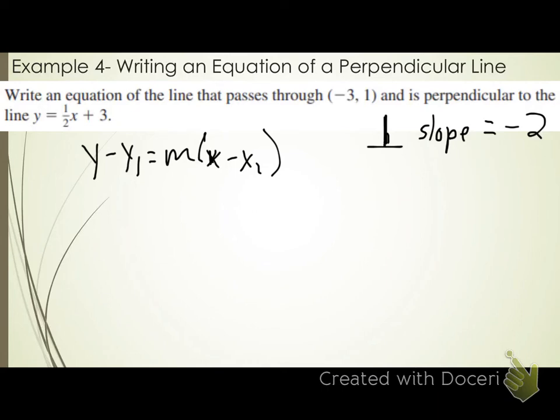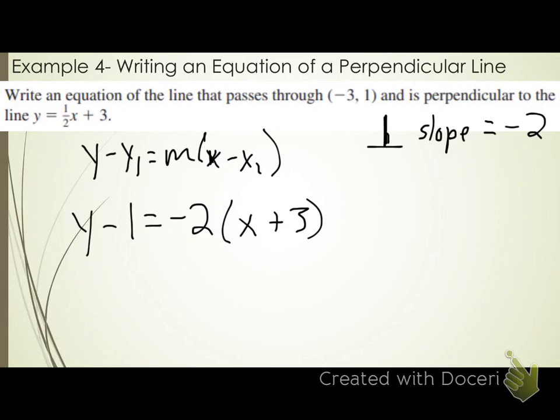So I know my slope. I know a point that I'm going through. So I can use point slope form once again. So what is my y1 value? 1. What's my slope again? Negative 2. Do not use 1/2 because they're not parallel. They're perpendicular. And then what is x1? Negative 3, so it becomes plus 3. Everyone good? Plug it into point slope form.